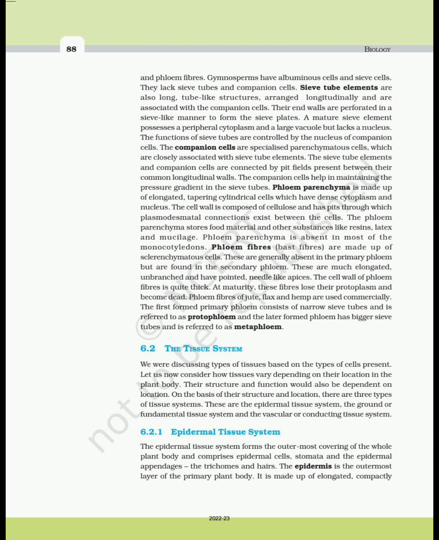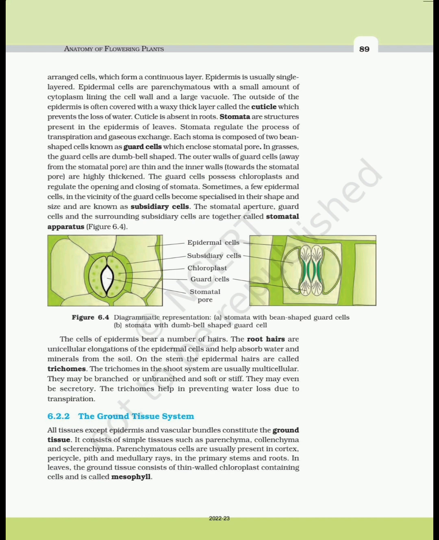6.2.1 Epidermal tissue system. The epidermal tissue system forms the outermost covering of the whole plant body and comprises epidermal cells, stomata and the epidermal appendages, the trichomes and hairs. The epidermis is the outermost layer of the primary plant body. It is made up of elongated, compactly arranged cells, which form a continuous layer.